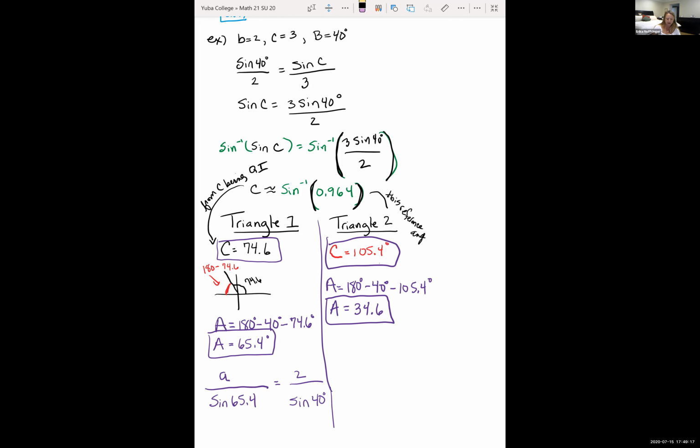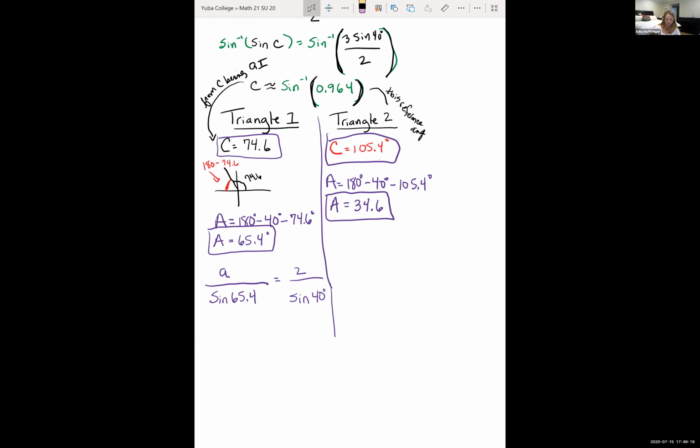And so multiply both sides by sine of 65.4. We get A is equal to 2 sine of 65.4 degrees, all divided by sine of 40 degrees. So plugging it in, sine of 65.4, divide that answer by sine of 40. You should get approximately 2.82. And I'm just going to do 2.8.